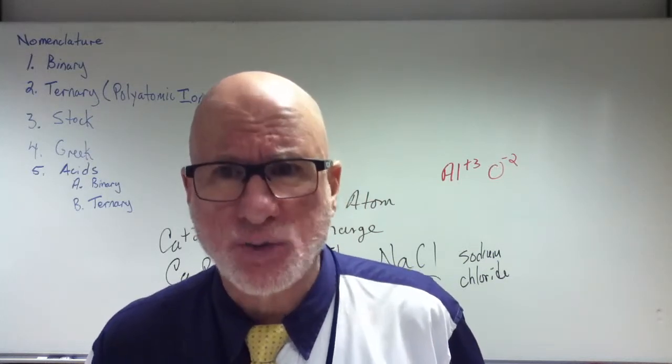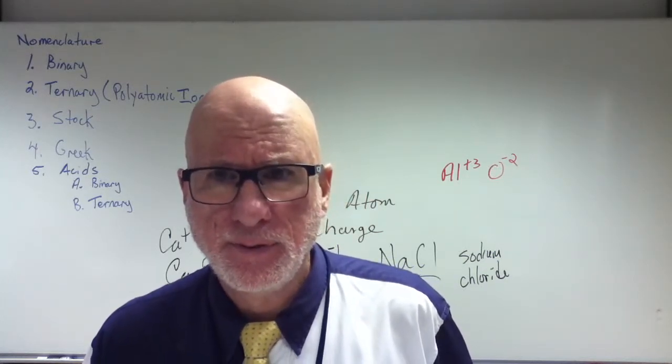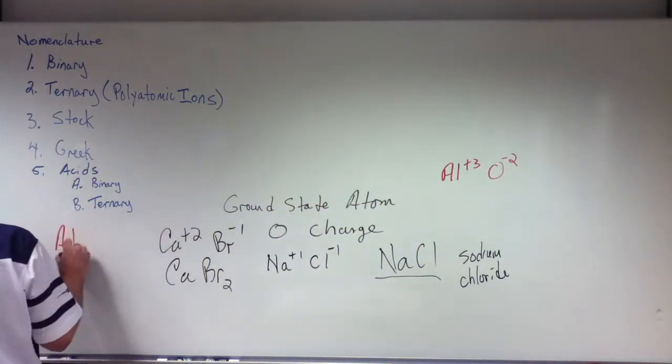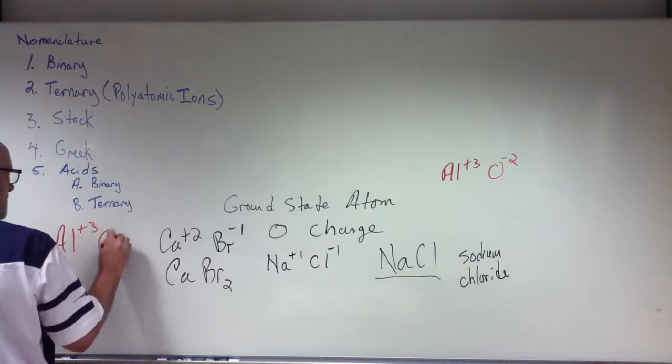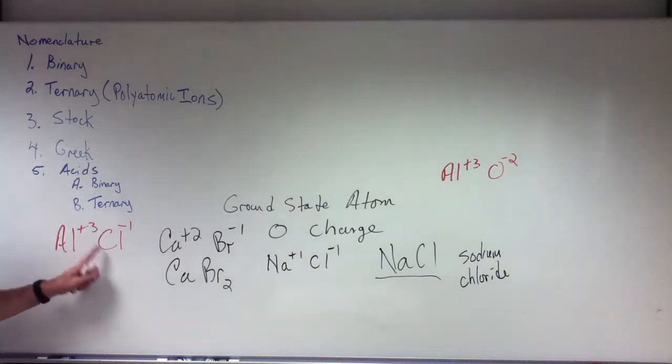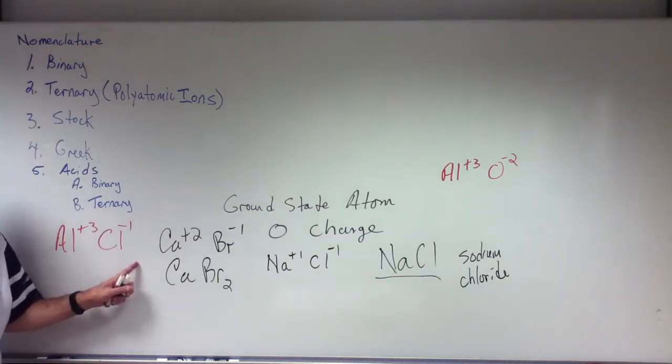Okay? Bisma, why don't you try the next one, okay? You ready? Okay? How about if I do this one? Al and then chlorine -1. What would that be, do you think? Al +3, Cl -1. What do you think?